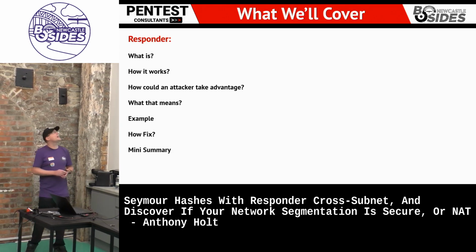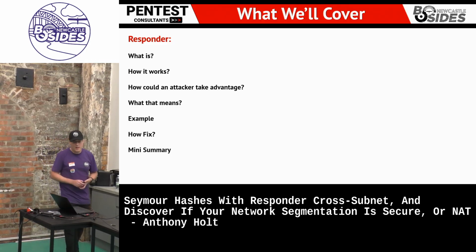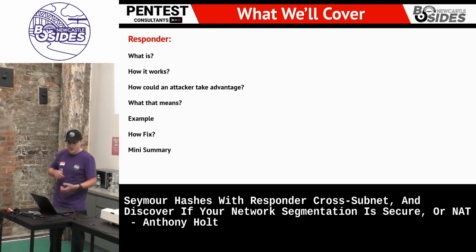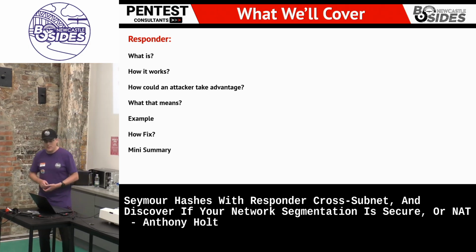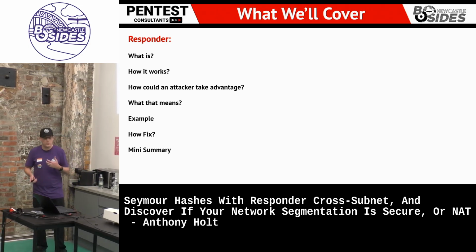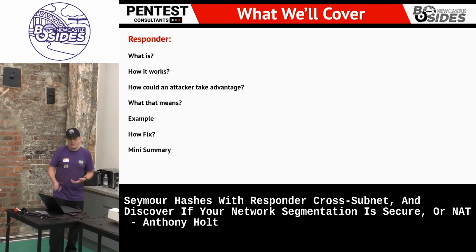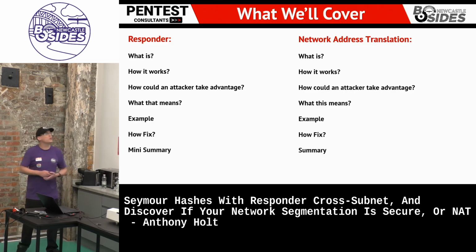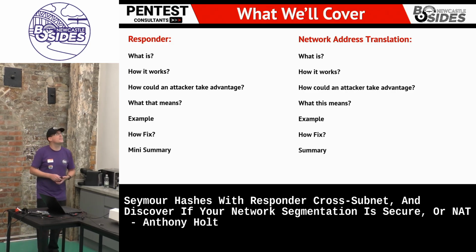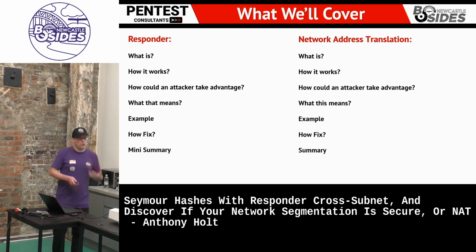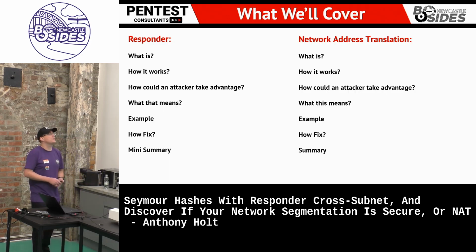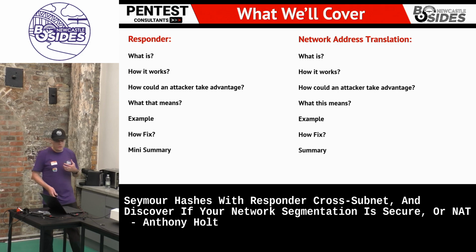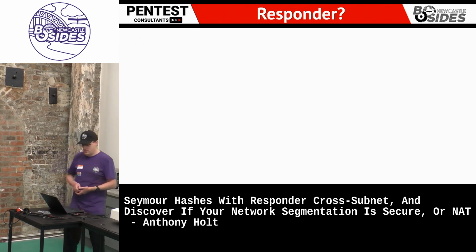So what we're looking to cover today is a little bit about a tool called Responder: what it is, how it works, how an attacker could take advantage of it, what this means for you and your networks, and then an example of it being exploited. The same thing for network address translation. Hopefully you'll all be NAT experts by the end of this slide deck, but we'll talk about what it is, how it works, how it can be abused by attackers, and ultimately how it can undermine your network segmentation.